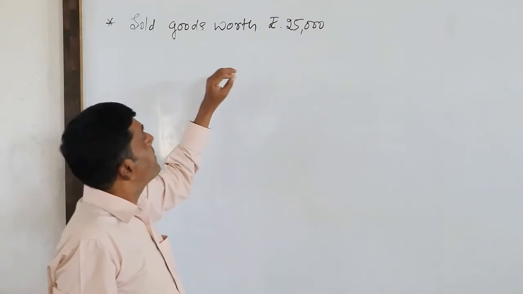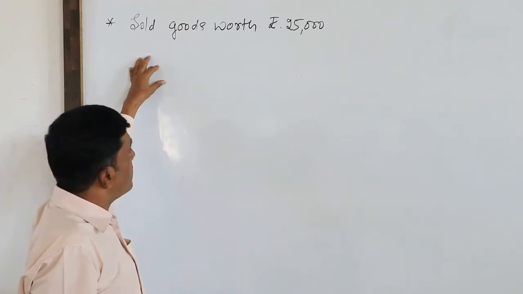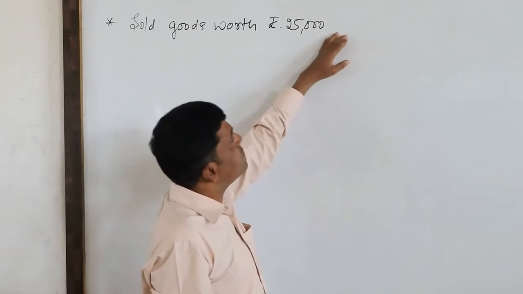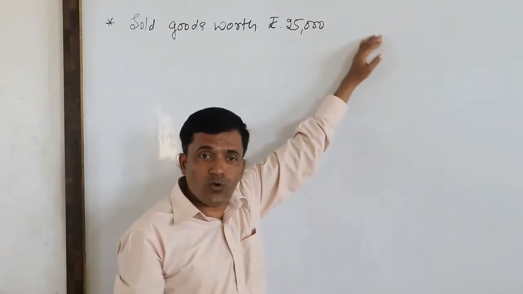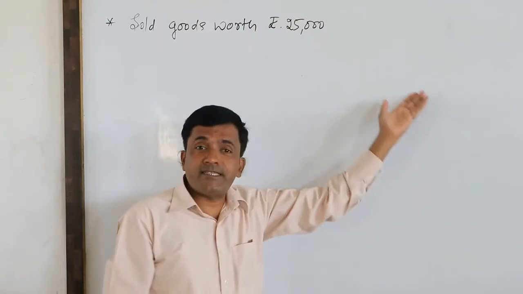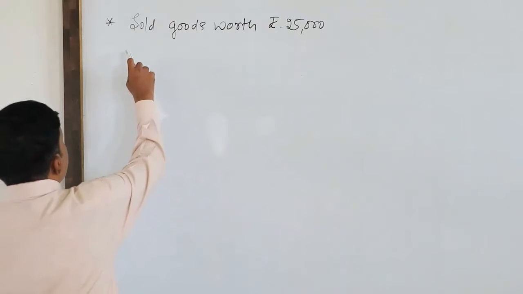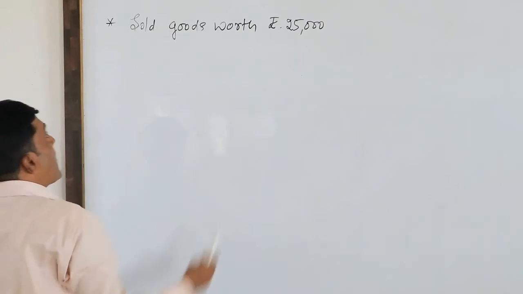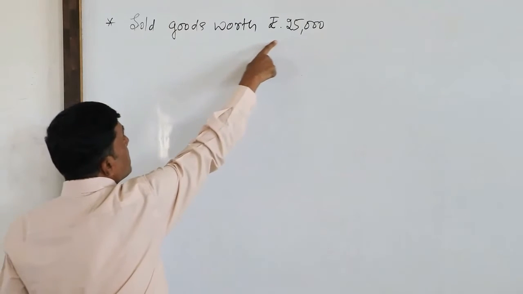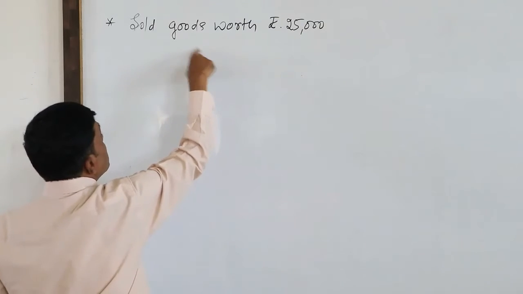Here we have sold goods worth rupees 25,000. In this sentence they didn't mention to whom we have sold, whether it is cash sales or credit sales. They didn't mention any of this. So dear students, as we discussed in the last video, sold goods worth rupees 25,000 means it is cash sales.